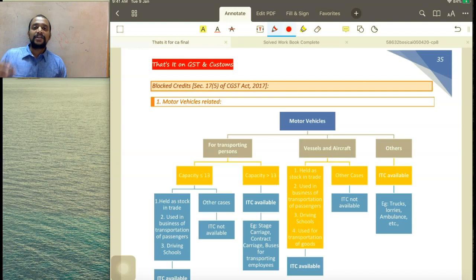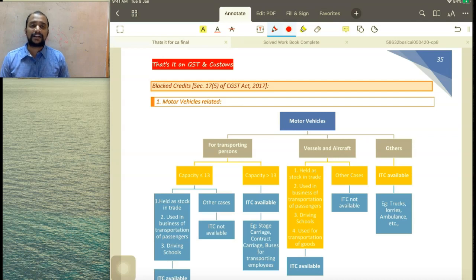Blocked credits. We have first motor vehicles related blocked credit. What is that? If you have purchased any motor vehicle, that motor vehicle will be classified into 3: for transporting persons, vessels and aircrafts, others. In case of other motor vehicles, there is no restriction. You can always enjoy the ITC. What are other motor vehicles? First, what are used for transportation of persons, like buses, cars, two-wheelers, will come under for transporting persons. Vessels and aircrafts, normal. Others means lorries, trucks, etc. will come under others, on which you can take ITC.